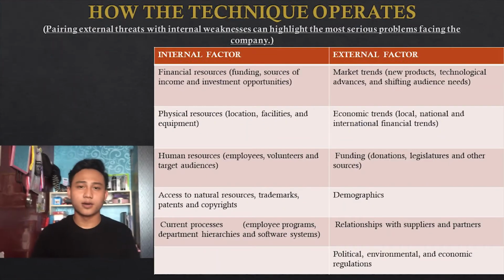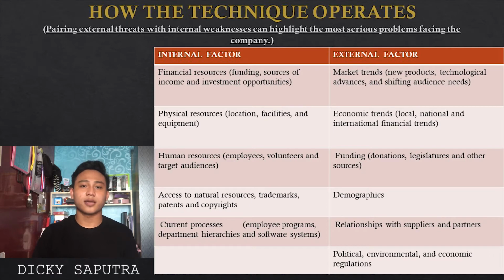We're going to talk about internal factors and external factors. Pairing external threats with internal weaknesses can highlight the most serious problem facing the company. You can decide if it's best to eliminate internal weaknesses by assigning company resources to fix the problem, or to mitigate external threats by leaving threatened business areas and addressing them after strengthening your business.